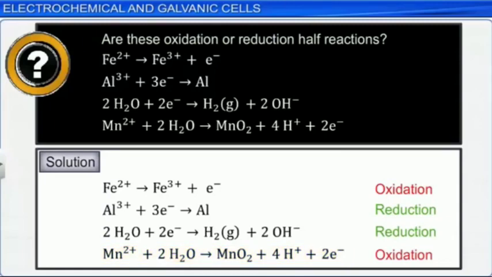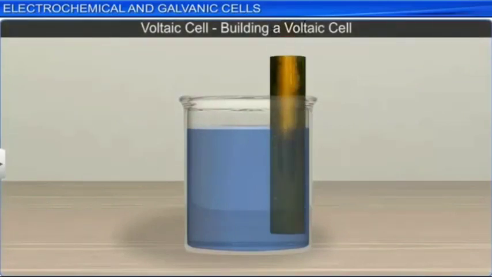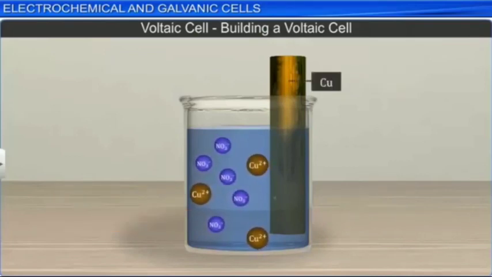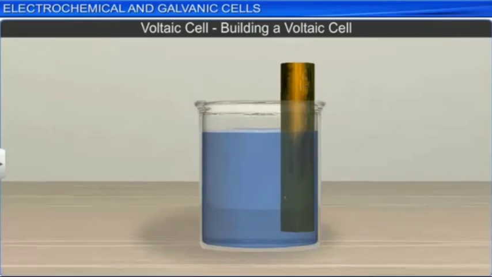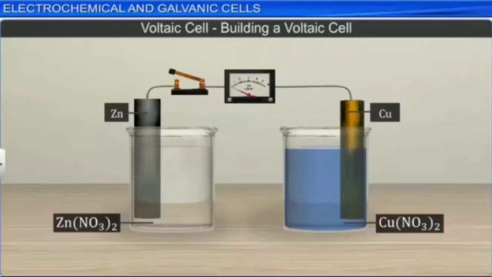When building a voltaic cell, one often starts with a half cell. A half cell, or a redox couple, consists of a metal electrode immersed in an aqueous solution containing the metal ions. A copper half cell is illustrated here. 2 half cells must be connected to build a voltaic cell. The electrodes are connected by an external wire through a voltmeter and a switch.